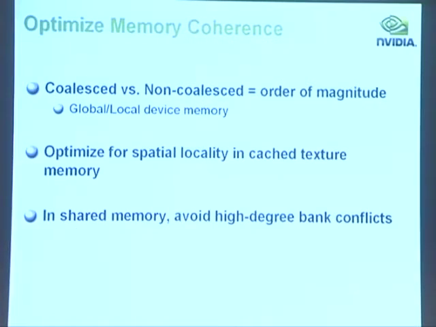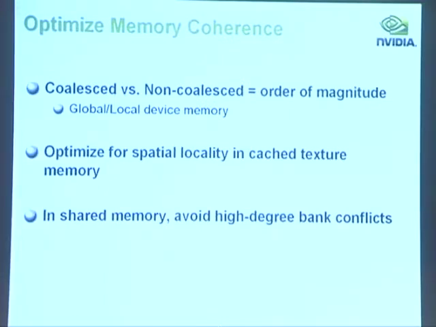Optimizing memory coherence. There's a concept in our architecture that we call coalescing of memory accesses. As you know, we run threads together in a warp, and you can get best throughput from the memory if you do larger transfers. So what we do is we try to gang together the loads and stores for a whole warp of threads into a single memory transaction. And there are rules for when we can and cannot do that ganging together.